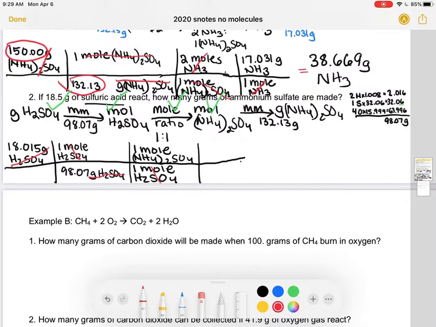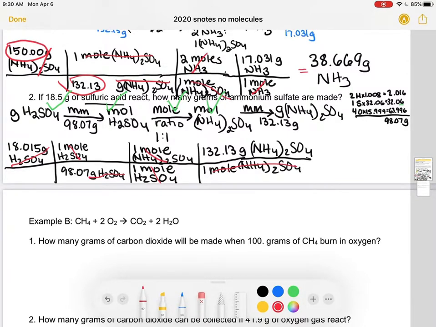Now we're going to get rid of moles of ammonium sulfate. So for every 1 mole of (NH4)2SO4, we get 132.13 grams of (NH4)2SO4. See how I'm labeling everything? I want you to do that. It's very important.